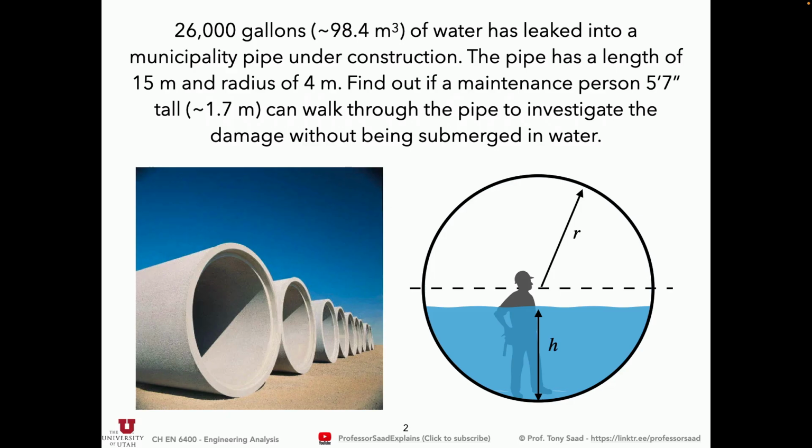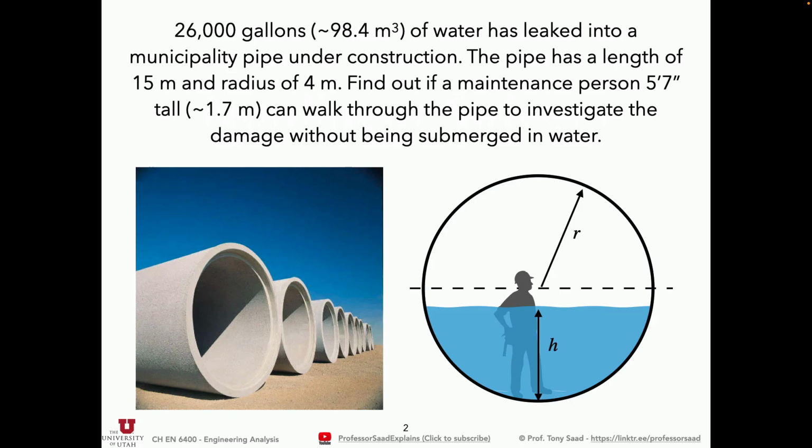Okay, so there's a 15-meter long pipe with a given diameter. It's circular, the water spilled in, and it spreads up to a certain level or height h. Now, if h is larger than 1.7 meters, this maintenance worker is not going to work. We need to call the Globetrotters or the NBA to bring us some taller people. Our purpose is to find h.